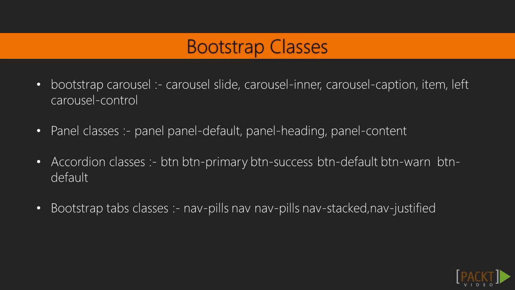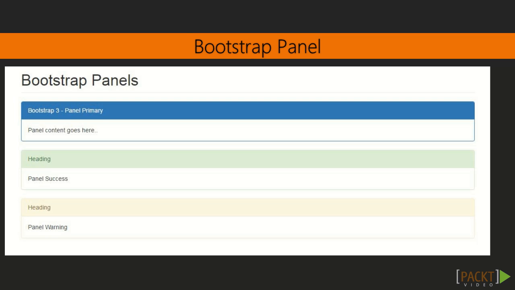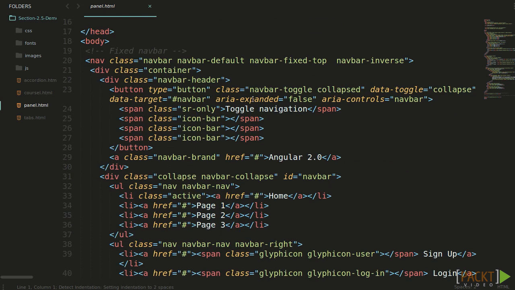Let's talk about panel and panel Accordion. Panel has three classes: panel heading, panel body, and panel footer. This is the UI of Bootstrap panel, and it is going to have all these different classes. Panel body: you can write content inside the panel body. This is panel heading, and this is panel footer. Let's see it in action.